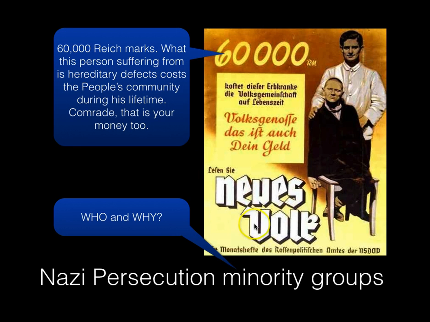What's it about? What's it saying? So 60,000 Reichsmarks. What this person suffering from hereditary defects costs the people's community during his lifetime. Comrade, that is your money too. So this poster is implying that this disabled person, this person with what I guess we'd call mentally challenged, is costing the state money and costing people money. In other words, it's implying that he doesn't deserve that money. And of course, if you take that implication to its conclusion, what does the state do with people who are unworthy of being looked after?